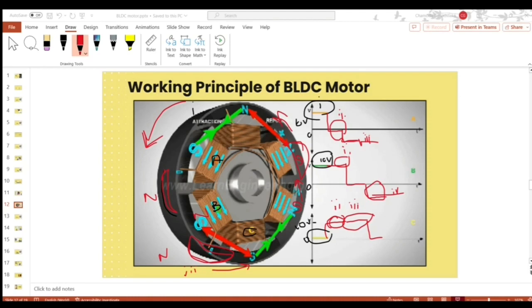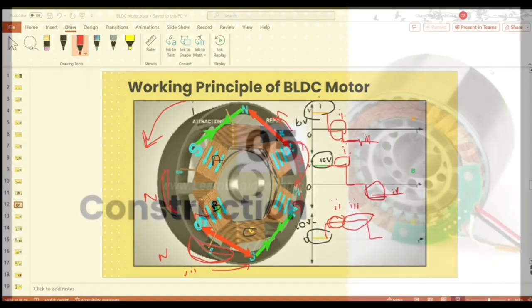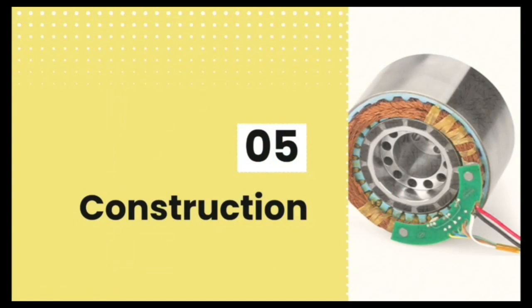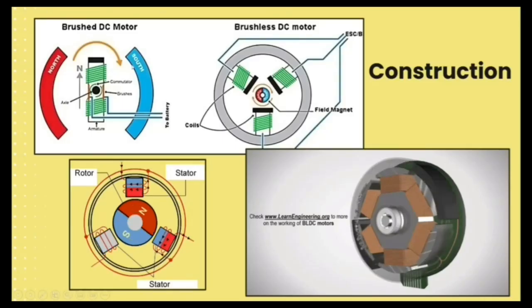Here's the working principle of the BLDC motor. Let's see the construction of the BLDC motor. We saw this before. This is an outer runner BLDC motor. This is an in-runner BLDC motor, because this inside permanent magnet is rotating. In the outer runner, the outside permanent magnet is rotating, and in the in-runner the inside permanent magnet is rotating.